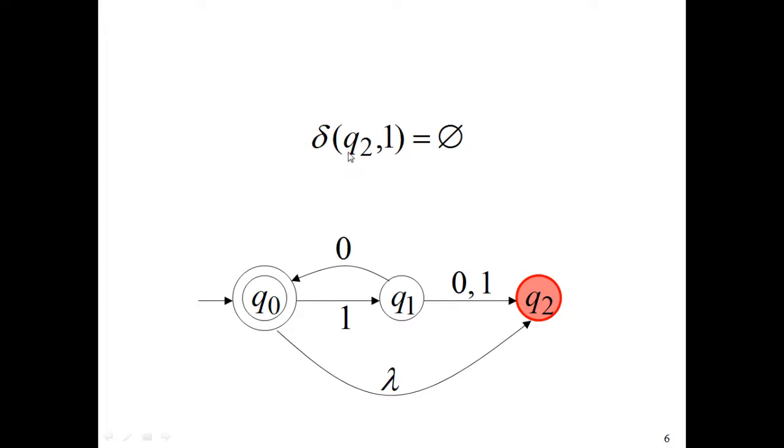Next, the transition function of Q2 1. Now when we look at the diagram, we don't have any transition going from Q2. So the transition of Q2 1 will be phi. You can write the transition of Q2 0 also as phi. That is nothing, as Q2 is not moving anywhere. So it is phi.